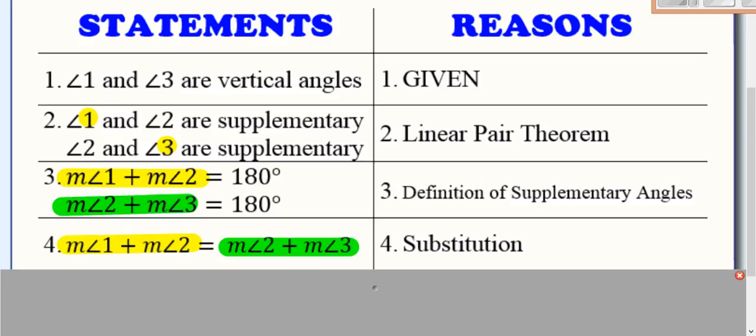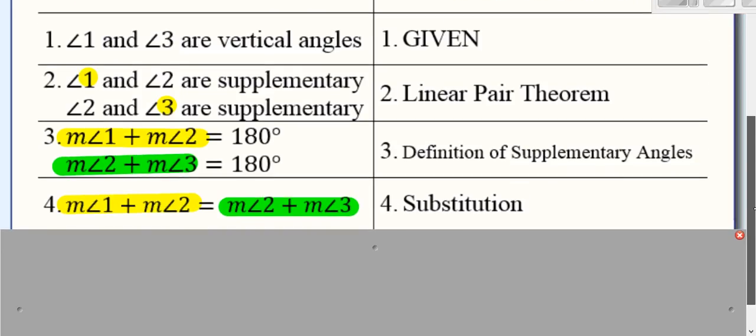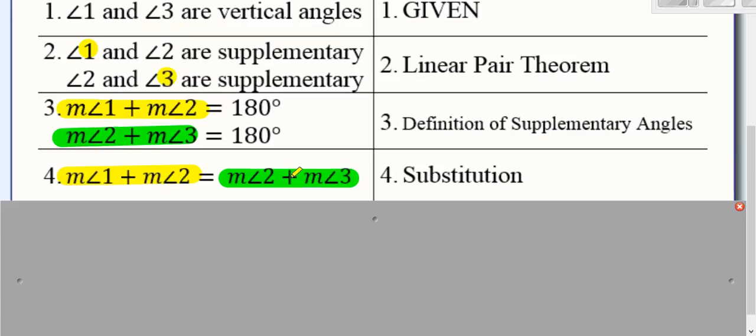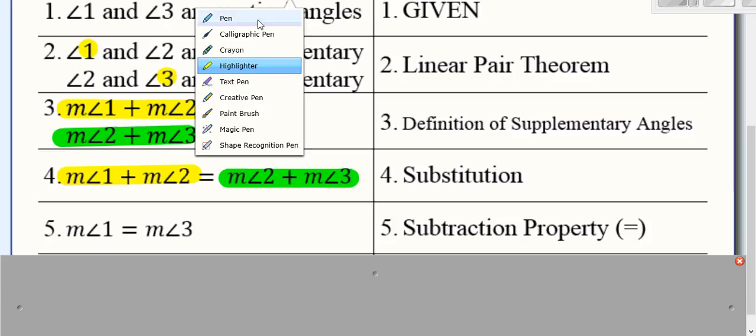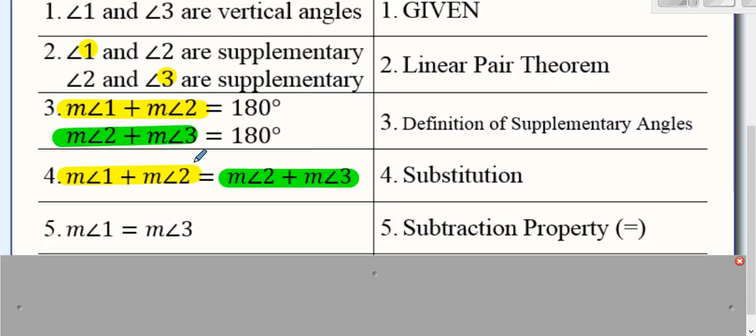So now it's shaping up a little bit more like something that you could do in algebra. We've got one equation now instead of two equations. And in fact, we've got the same thing on both sides of the equation. We have measure of angle 2 on the left side. We have measure of angle 2 on the right side, which means we can subtract that from both sides using the subtraction property of equality. You subtract it from both sides, it's gone, and you have angle 1 equals angle 3 right there. Measure of angle 1 equals measure of angle 3.